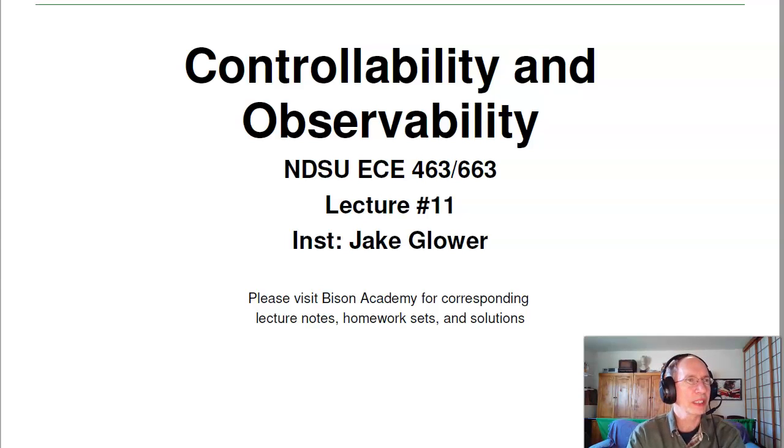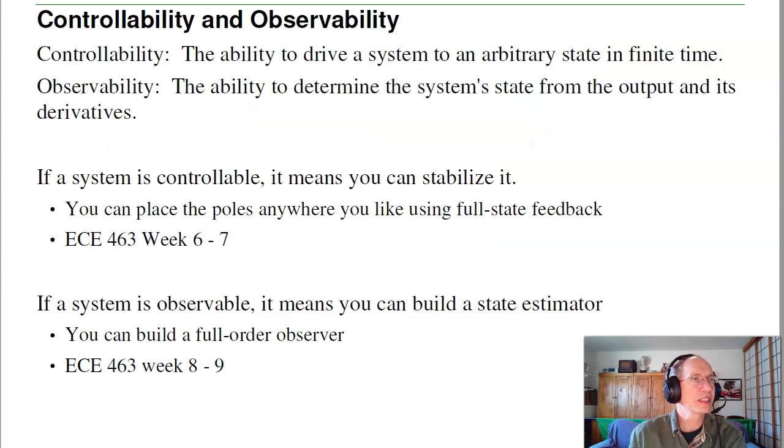Welcome to lecture number 11 for ECE 463 Modern Control, Controllability and Observability. Now the definition of controllability and observability is as follows. Controllability means the ability to drive the system from an arbitrary state to any other arbitrary state in finite time. Observability is the ability to determine the system states from the output and its derivatives.